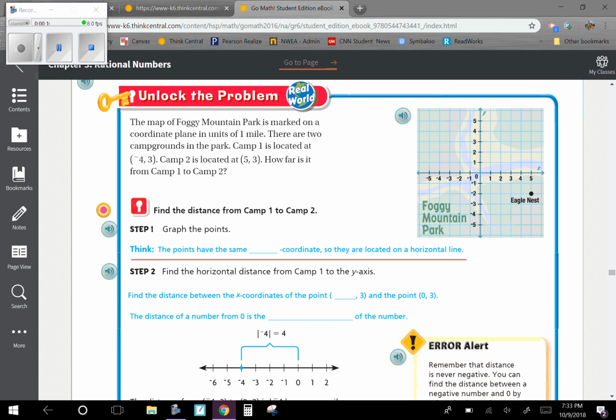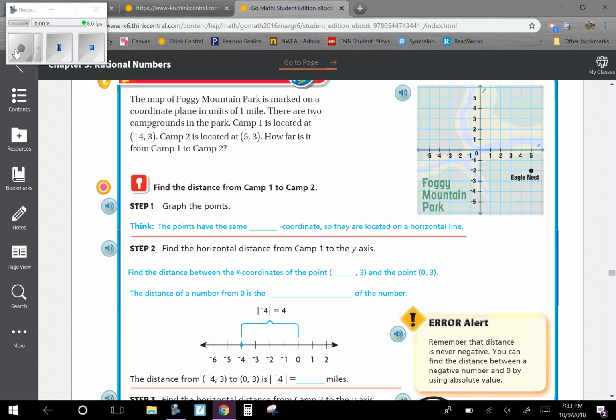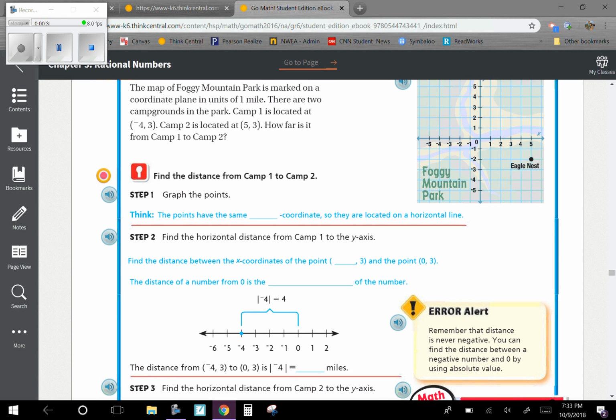Unlock the problem. The map of Foggy Mountain Park is marked on a coordinate plane in units of 1 mile. There are 2 campgrounds at the park. Camp 1 is located at -4, 3. Camp 2 is located at 5, 3. How far is it from Camp 1 to Camp 2?